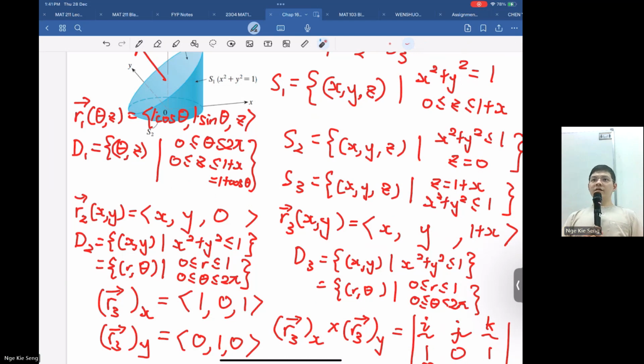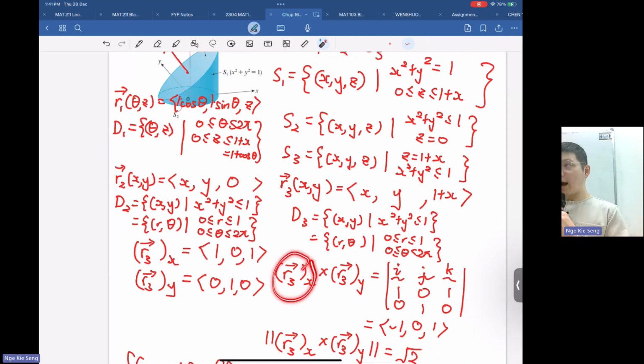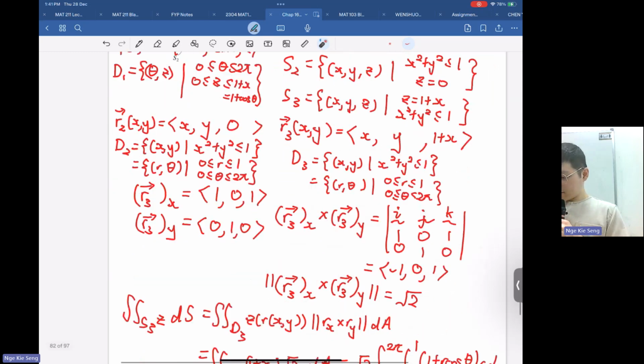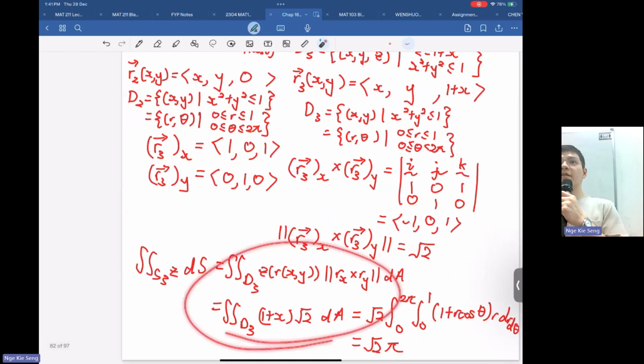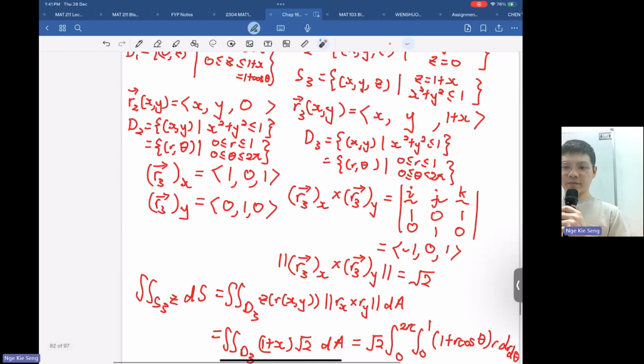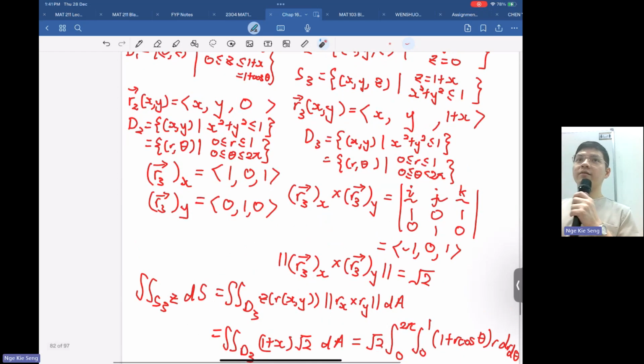Did anyone manage to finish calculating the integral? If not, try it out. Follow the same method: compute Rx, Ry, cross them together, find the length, and then compute the surface integral. Is it okay? Anyone computed?